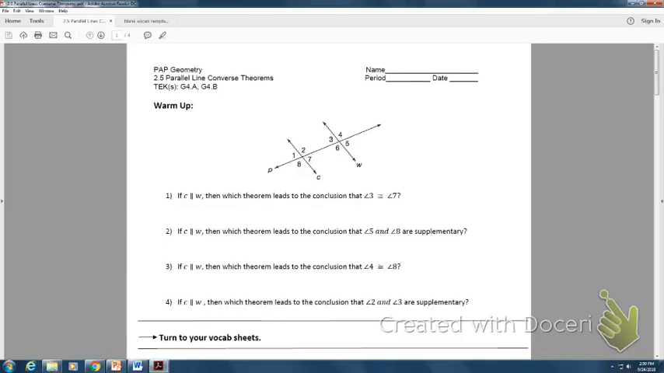All right, a little review from last class, okay? So, if C is parallel to W, then which theorem leads to the conclusion that angle 3 is congruent to angle 7? Very good. Alternate interior angle theorem.